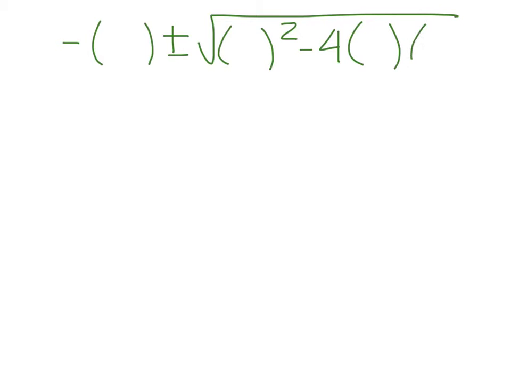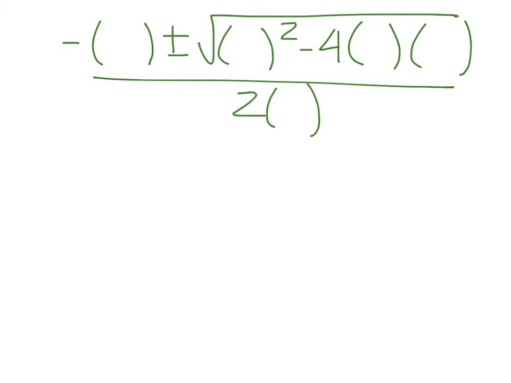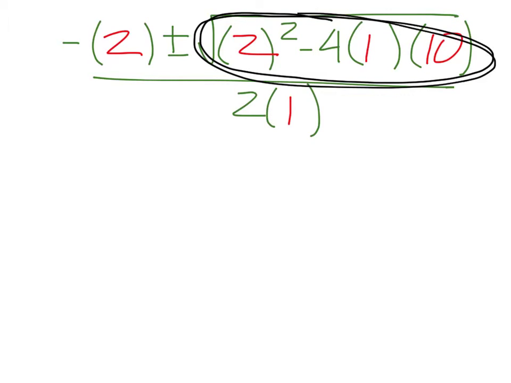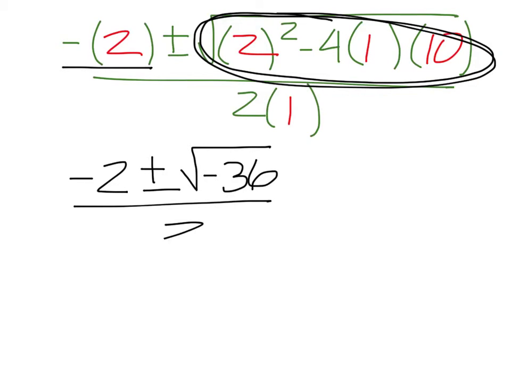So here is the quadratic formula. Negative b plus or minus the square root of b squared minus 4ac. All of that over 2 times a. And we know we had a equal to 1. So there's where your a's go. And b is 2. There and there. And then c is 10. But like we said on the previous page, we've already done this. This came out to be what? Negative 36. So simplify out here just to get negative 2, plus or minus the square root of negative 36, and then all of that over 2.